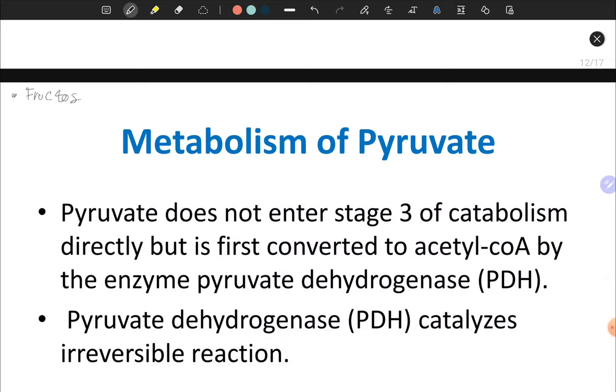Glycolysis, yes, the end result of glycolysis is pyruvate, or pyruvic acid, which is the same thing. Then, what's the fate of the pyruvate?